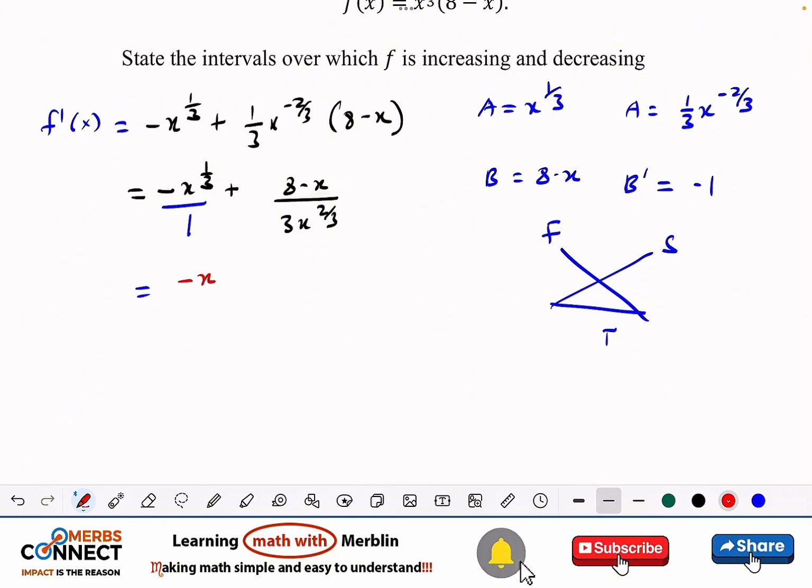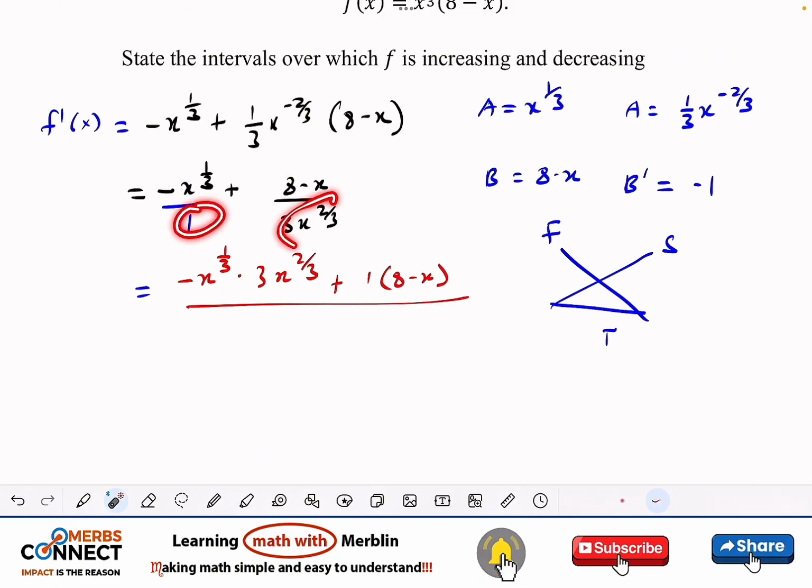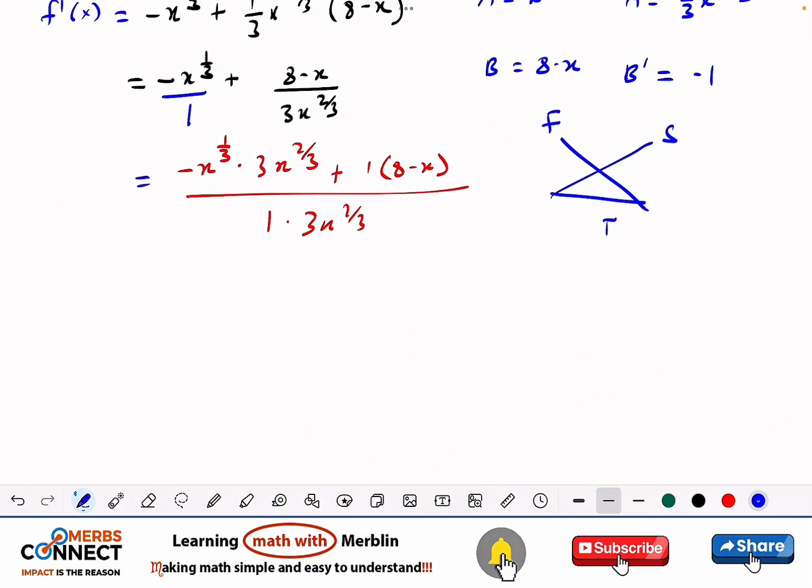Minus x to the power 1/3 times 3x to the power 2/3, then plus, because we have the positive here, then this times that, which is 1 times (8 minus x), all divided by 1 times this. So I'm going to have 1 times 3x to the power 2/3. Let's try and simplify that.